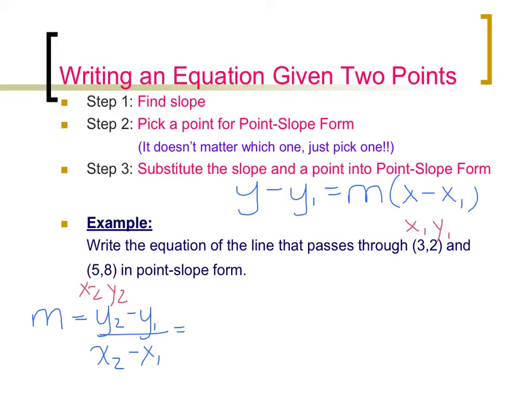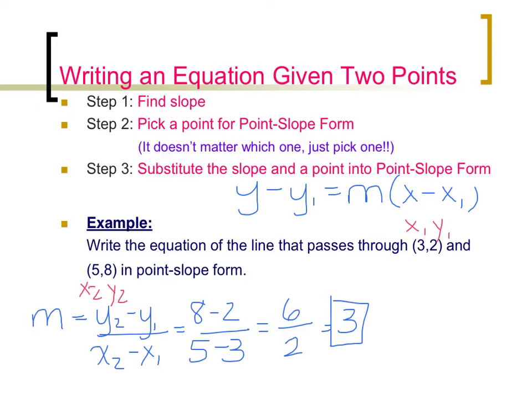My y2 is 8, and my y1 is 2. So I will substitute in 8 minus 2 over my x2, which is 5, and my x1, which is 3. So 5 minus 3. Here, my slope is going to be 8 minus 2, which is 6, over 5 minus 3, which is 2. When I simplify 6 over 2, I get 3. So I have a slope of 3.